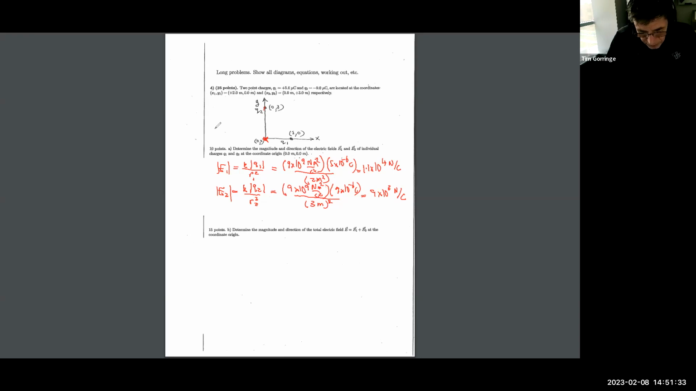Now, what about the directions? Well, the directions of the fields we can just get from our knowledge that field lines emerge radially outwards from a positive charge. Field lines enter radially inwards towards a negative charge. So if we use that idea, Q1 is a positive charge. So its field at the field point will be away from the positive charge. It will be over here towards the left.